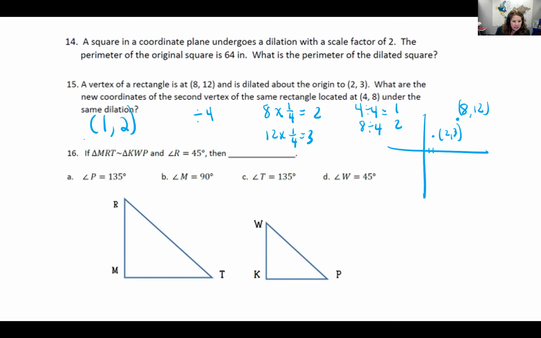All right, so then this is a sign for similar, and we know that corresponding angles are congruent for similar, and we also know that the order of the letters matters. That means that M is equal to K, R is equal to W, and P is equal to T. So if R is 45, that means W is equal to 45 degrees.